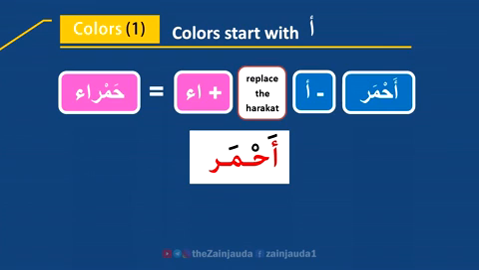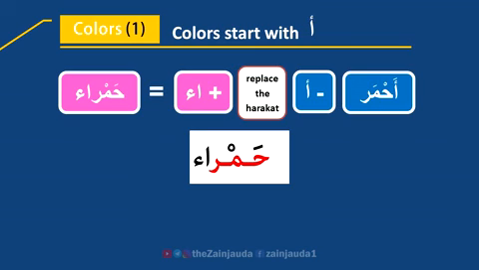This is ahmar. The first thing to do is we delete the hamza. The second thing to do is to replace the fatha by sukoon and vice versa. And the last thing to do is we add alif and hamza. What we get is hamra.